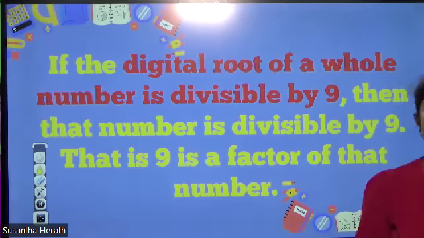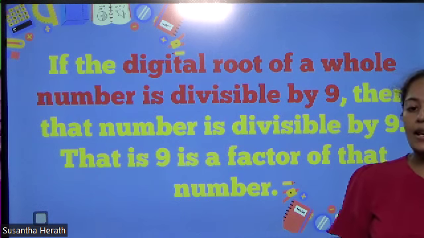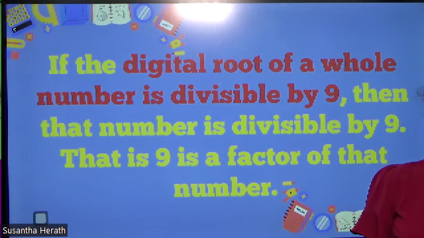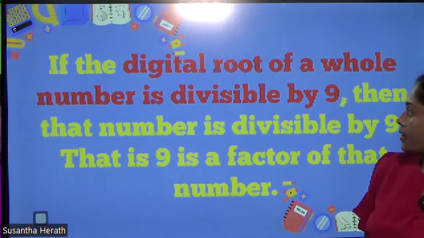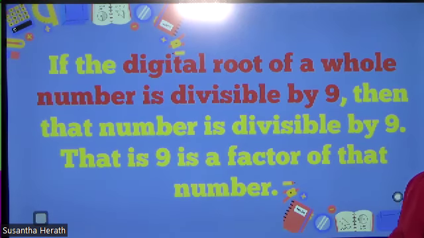Here, the final decision is: if the digital root of a whole number is 9, then that number is divisible by 9, and also we can say 9 is a factor of that number. Right. Write this down with another color pen, or you can highlight it. You have to remember this one.